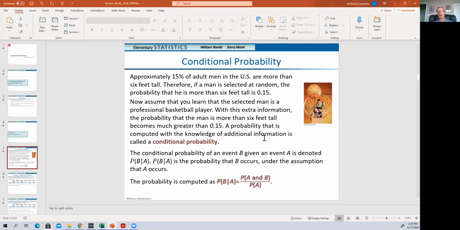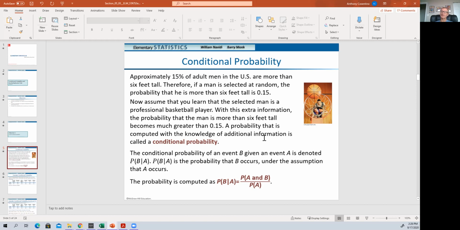And so I took this right out of the book, very nice example. And this example states that 15% of the adult men in the US are more than 6 feet tall. And I'm in the majority because I am not quite 6 foot. Therefore, if a man is selected at random, the probability of them being greater than 6 feet should be 0.15 or 15%.